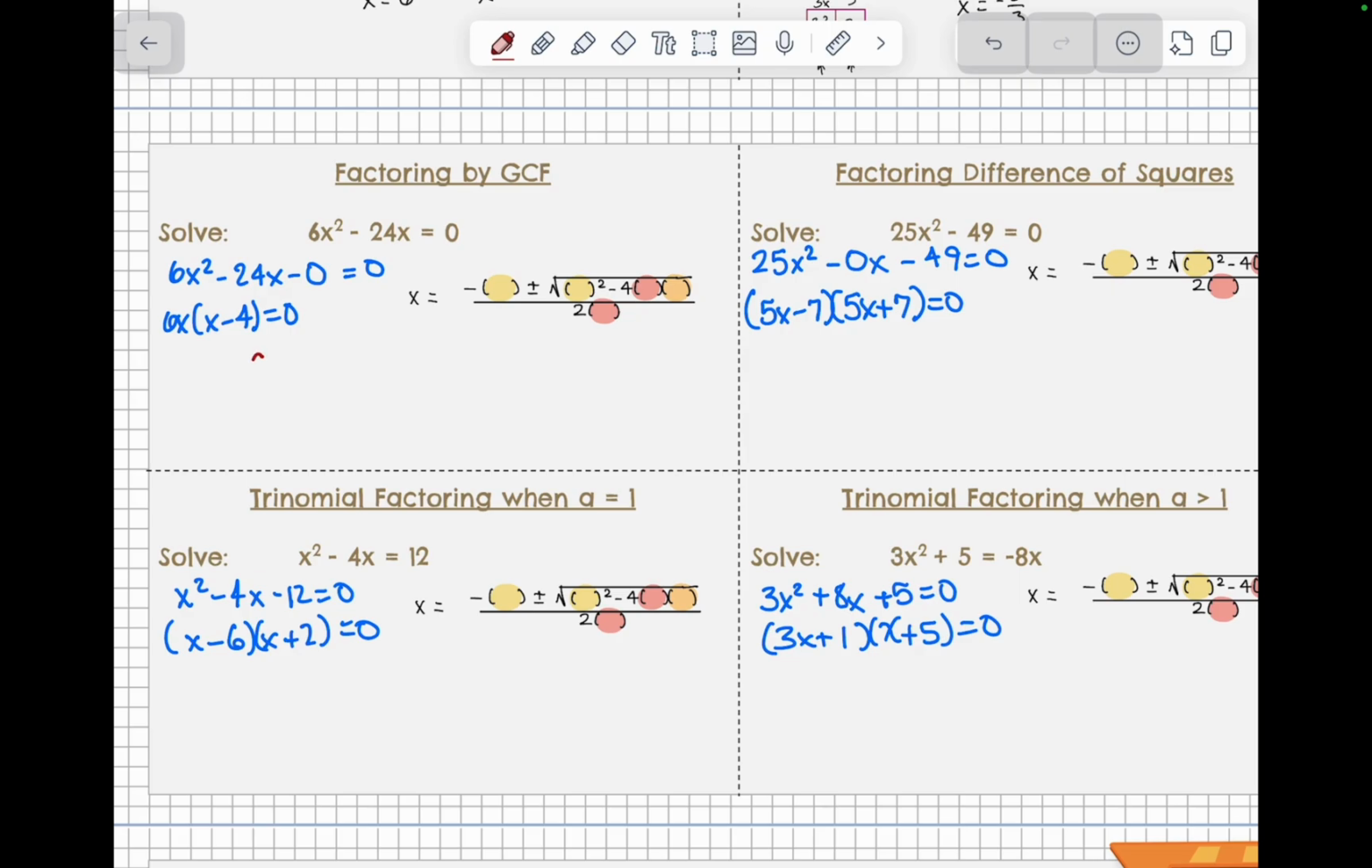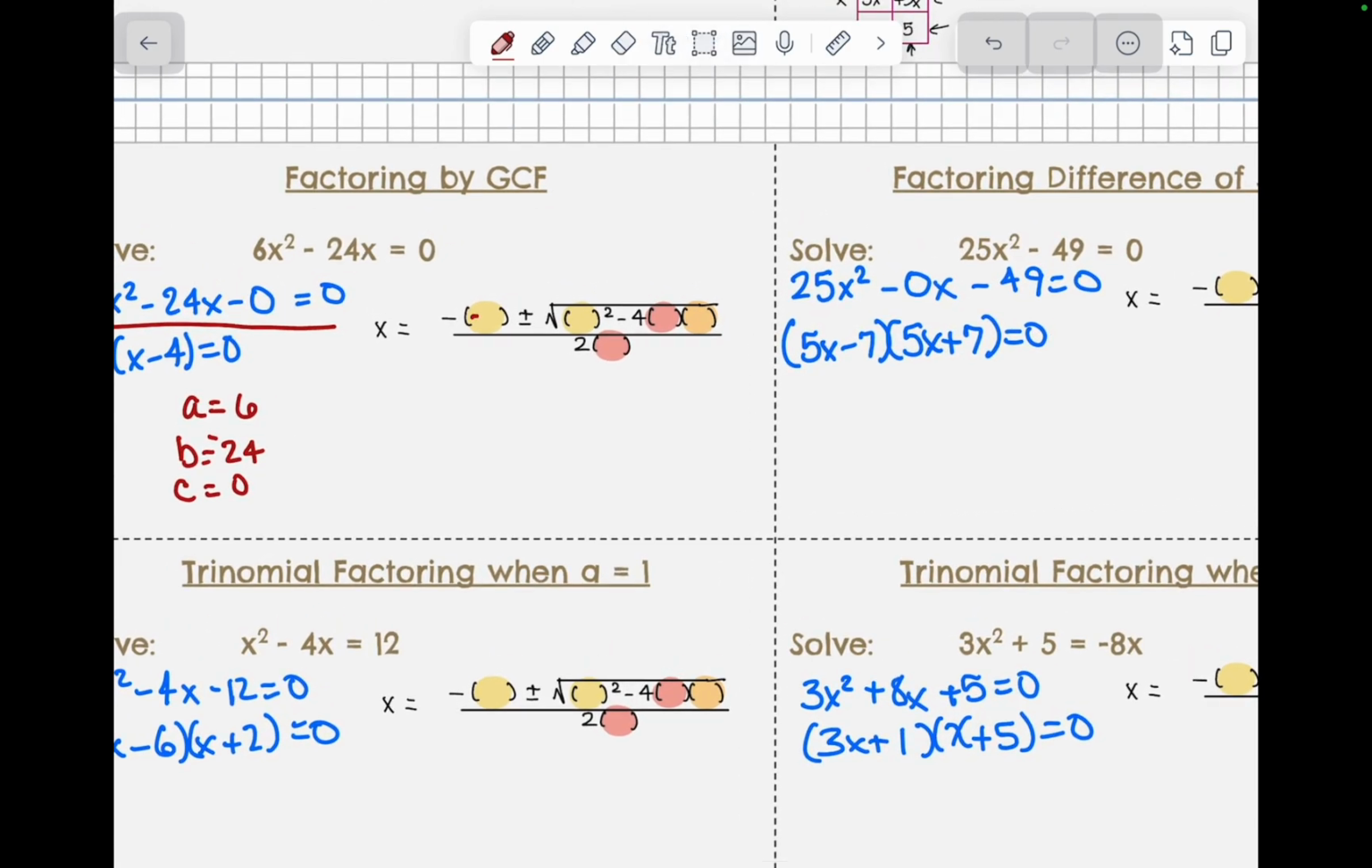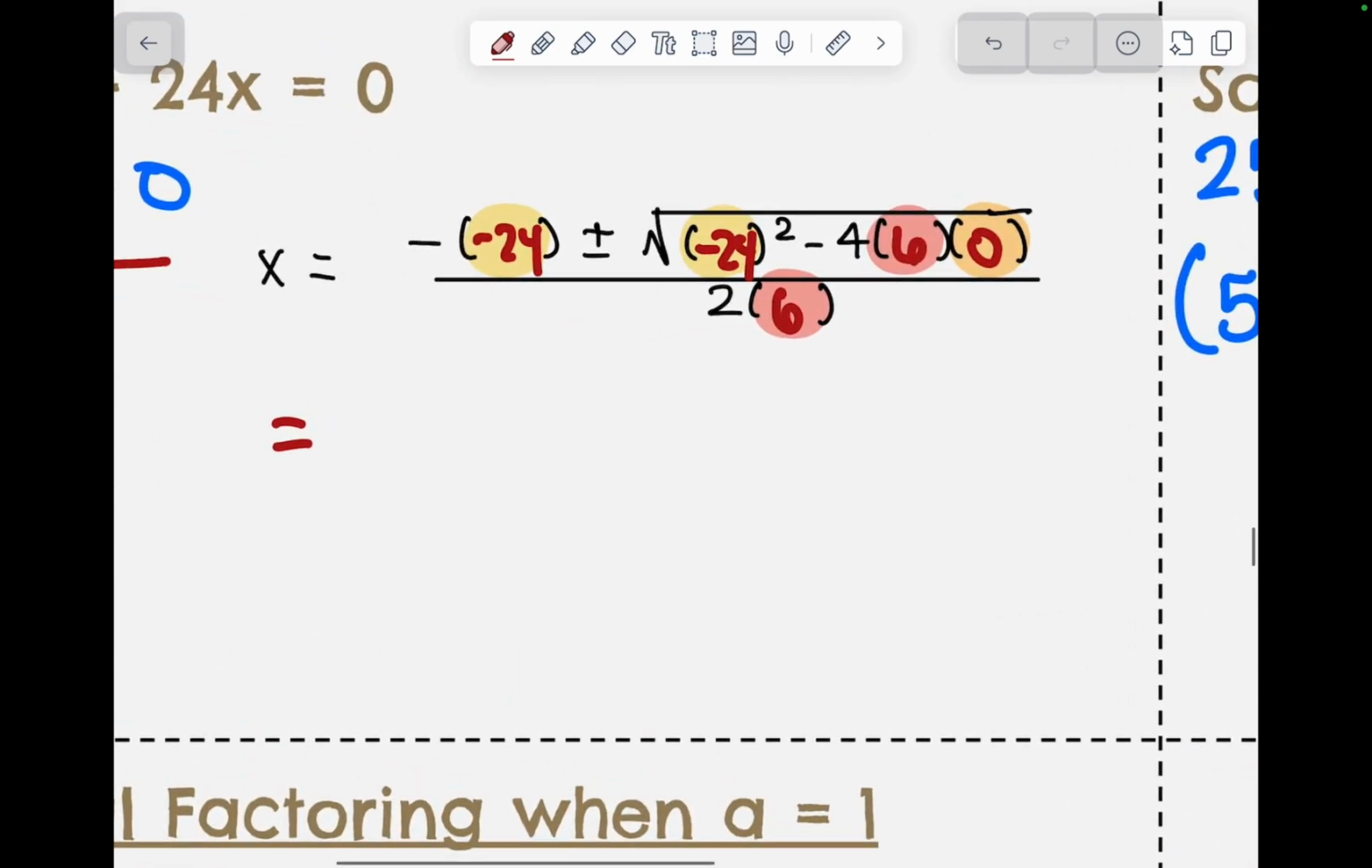So the first thing we want to do is get it in standard form, which is what this is. A is 6, B is negative 24, and C is 0. So then we're going to replace B with negative 24, and A is 6, and C is 0. So then we do it one step at a time.